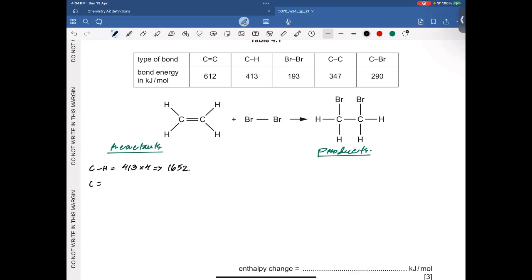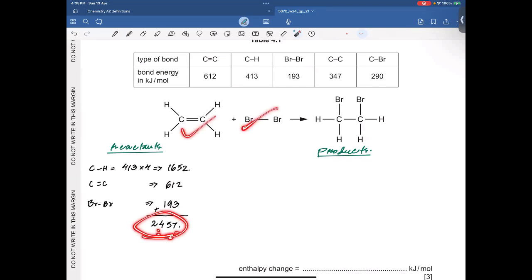Now we have carbon double bond carbon also, and its bond energy value is 612. We have bromine molecule also, and its bond energy is 193. So if we add all these values, 1652 plus 193 plus 612, it's going to be 2457. All right. So total energy absorbed in breaking these bonds would be 2457.